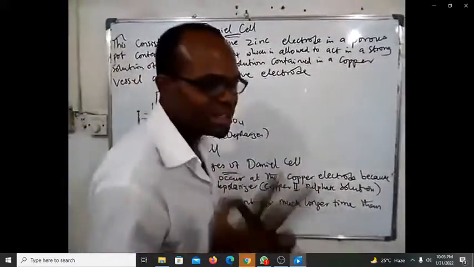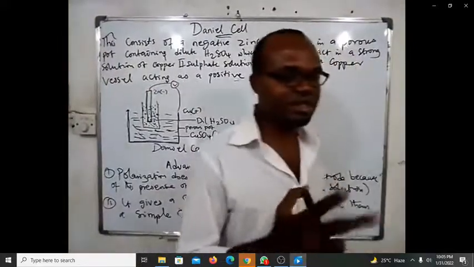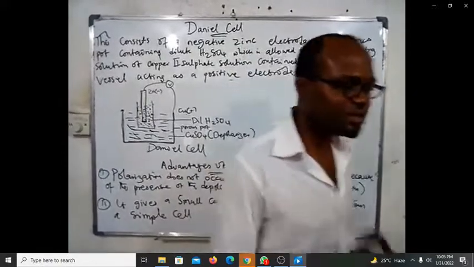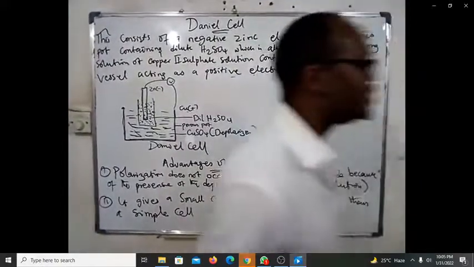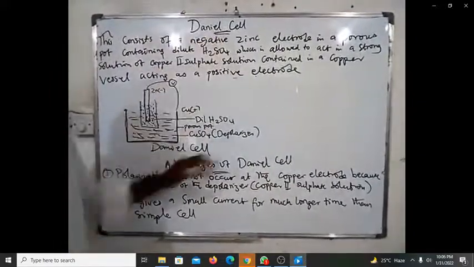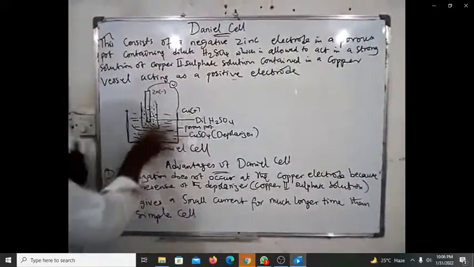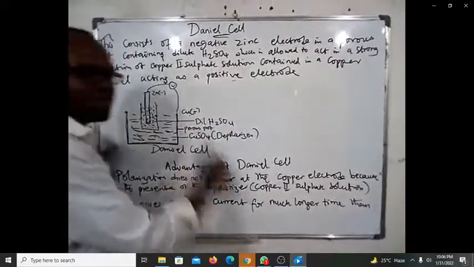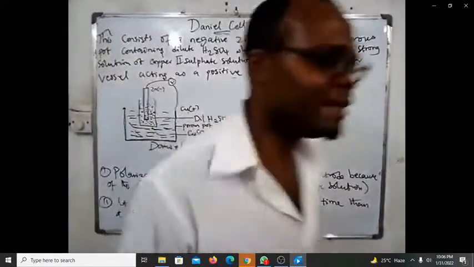And I told us that there are two defects of a simple cell. Number one is polarization, and number two is local action. Check it in your notes. You understand? But here we are not having the issue of polarization because, as one of the components of a Daniel cell, you have a depolarizer known as copper 2 sulfate. Is that clear?